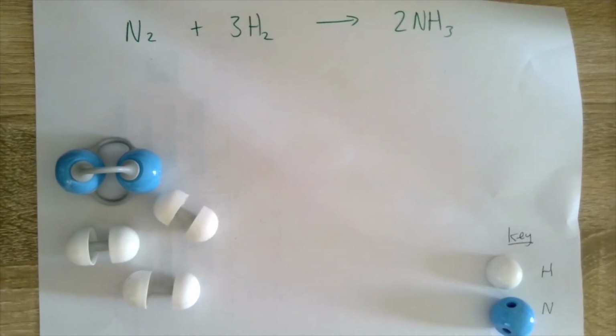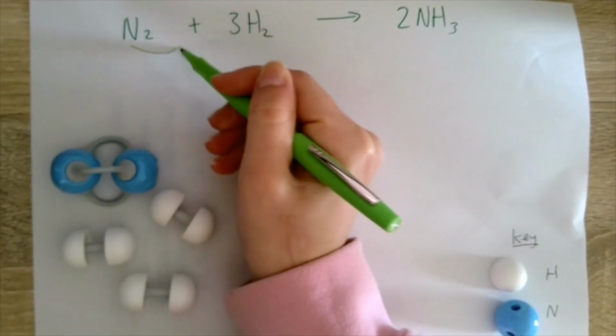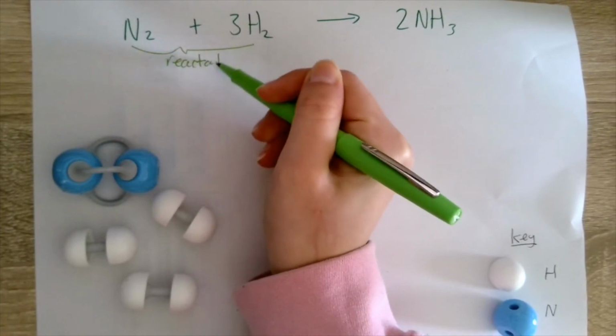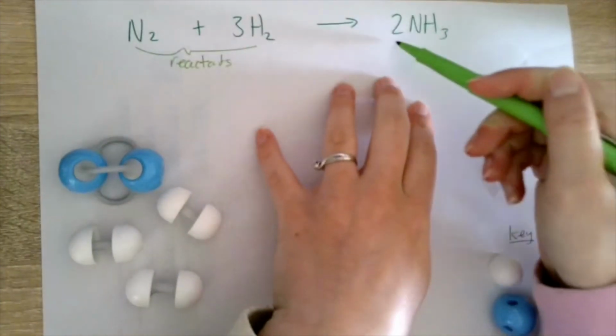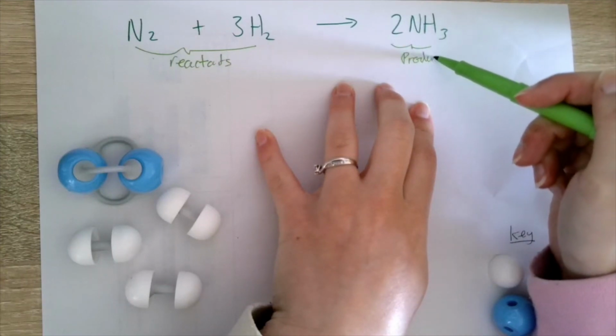Okay, so we're going to take a look at another reaction now. So this is going to be between nitrogen and hydrogen. So these are our reactants for this reaction, and they are making something called ammonia, which is going to be our product of our reaction.